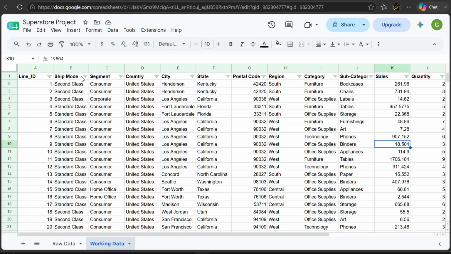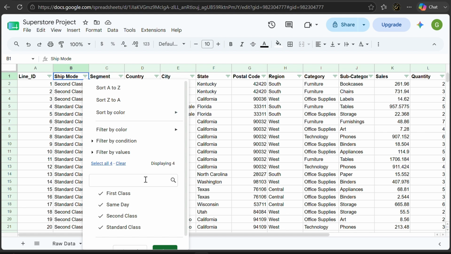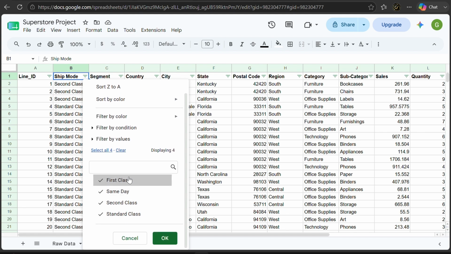Let's see. First of all, we can just make it easier for ourselves. Let's come to this filter. This is the reason why I said we needed filters. And now we can see the different ship modes that we have: first class, same day, second class, standard class. These are the only four values that we can find in the full ship mode column, and you can see that the spellings are all correct.